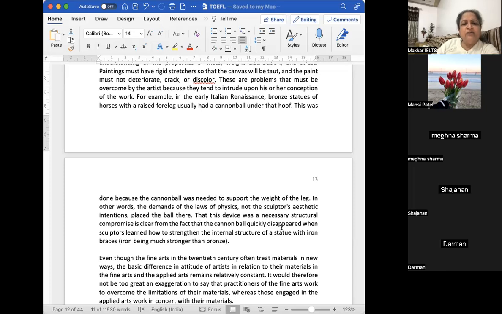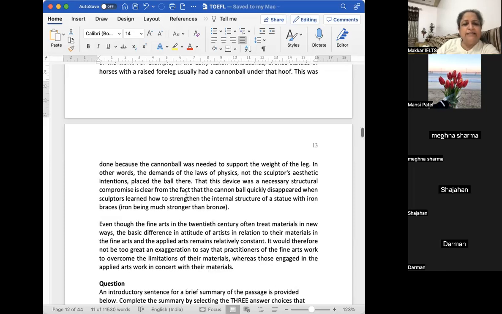That this device was a necessary structural compromise is clear from the fact that the cannonball quickly disappeared when sculptors learned how to strengthen the internal structure of a statue with iron braces. Even though fine arts in the 20th century often treat materials in new ways, the basic difference in attitude of artists in relation to their materials in the fine arts and applied art remains relatively constant.